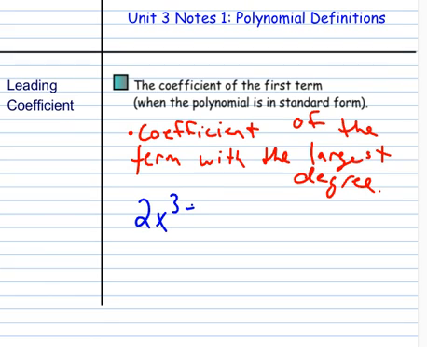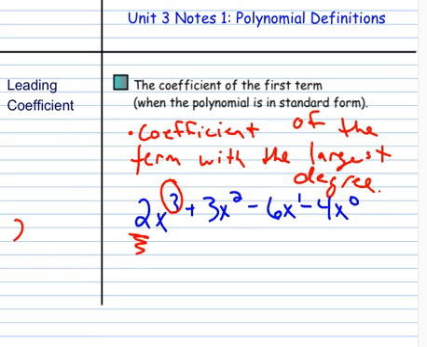2x cubed plus 3x squared minus 6x minus 4x to the 0. There you go, x to the 1. We don't ever write 1s, that's why you don't see that. They just simplify to 6x minus 4. It's just a fancier way to write it, making sure you understand that all of them have a degree there. But the largest degree we said was 3, so the coefficient out front is 2. So we would just say 2 equals leading coefficient. Okay.